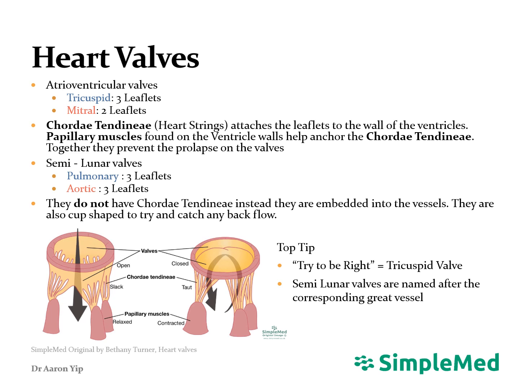In comparison, the semilunar valves do not have chordae tendineae. Instead, they are embedded into the great vessels. They also have a cup shape to them to try and prevent any backflow of blood.